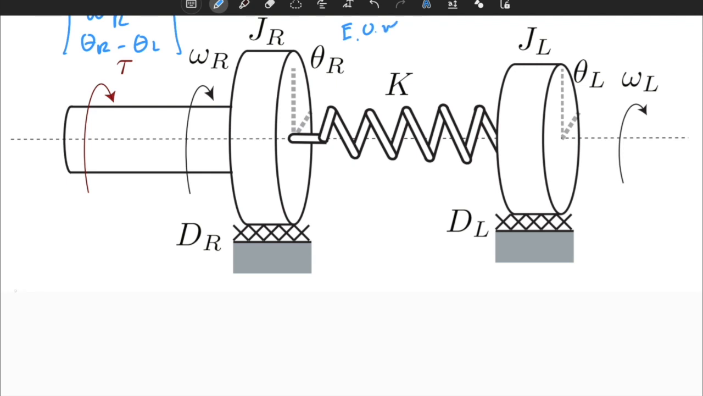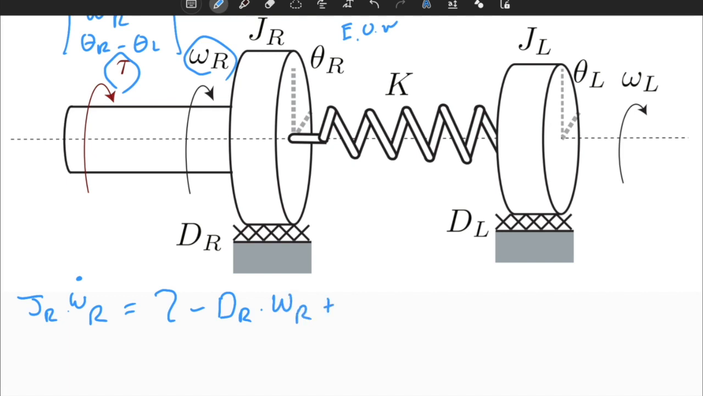So we know that J_R times omega_R dot is equal to the total torque acting on this body. As you can see, this torque is in the same direction as the angular velocity, so it is affecting like this. Damping always resists the velocity. It's in the opposite direction, so d_R times omega_R.